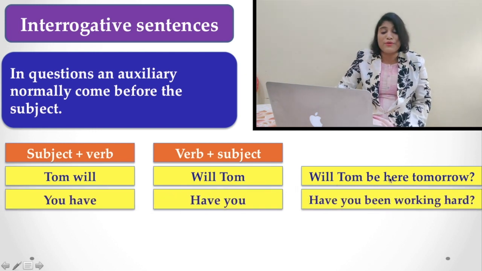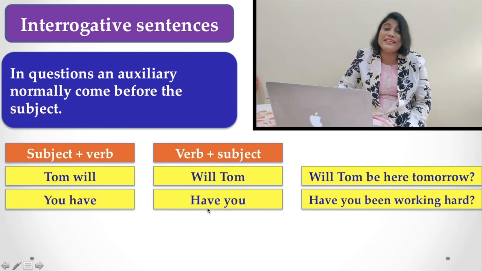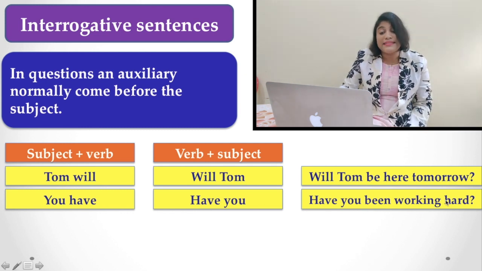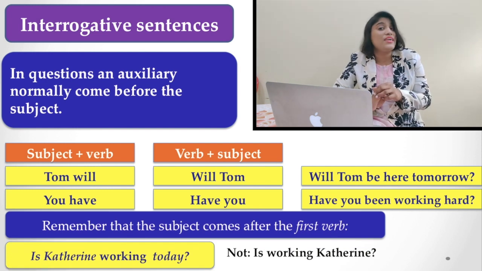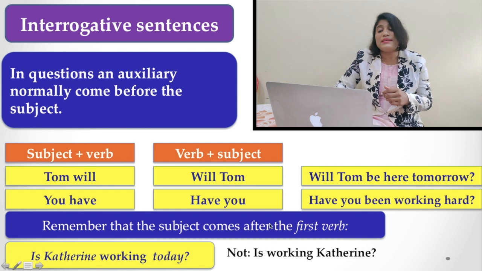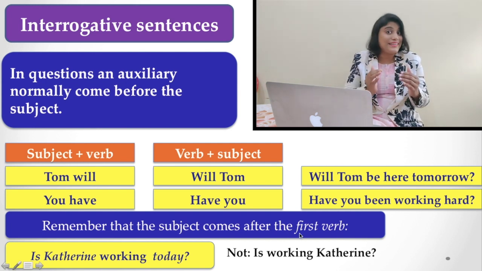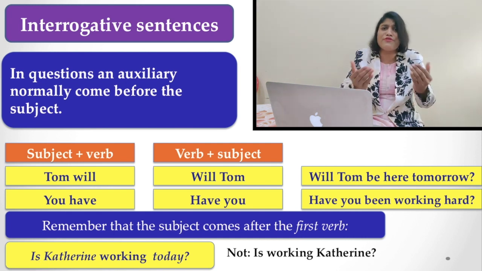Another example for you. Have you been walking hard? Look at the subject and verb structure here. You find the verb first in any type of interrogative sentence. And there is an important thing you have to keep in mind here. That is, remember the subject comes after the first verb. An example will make it clear for you.